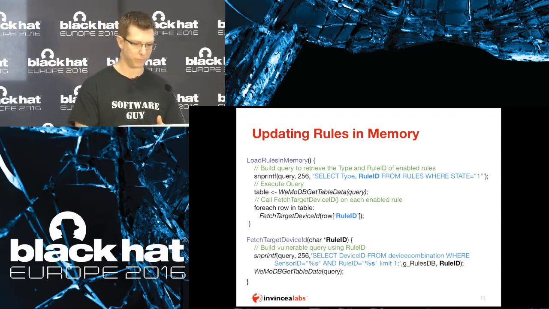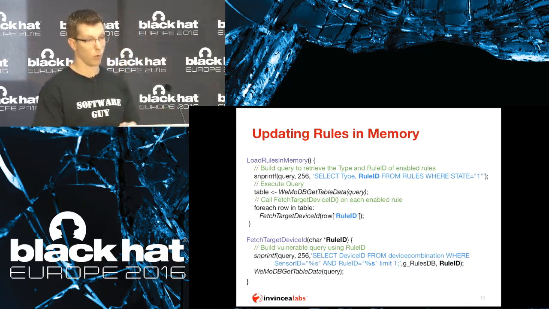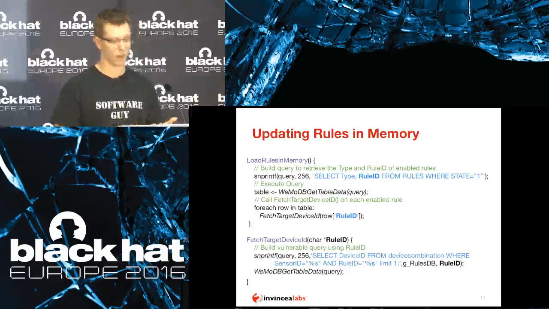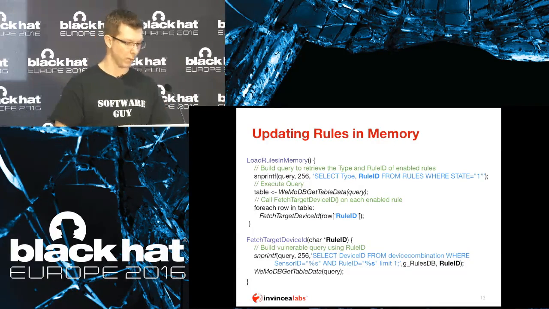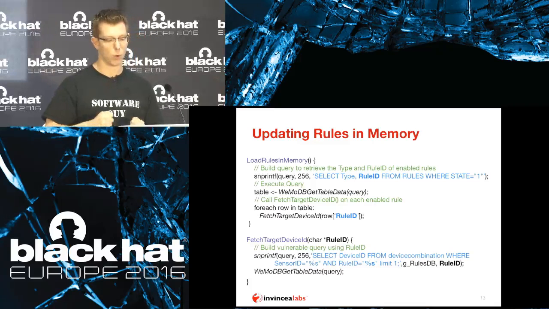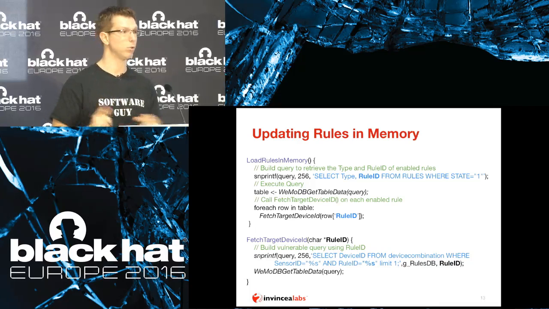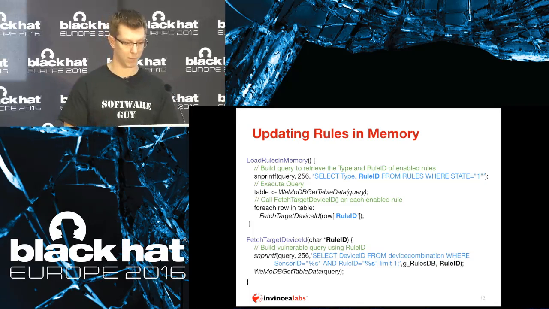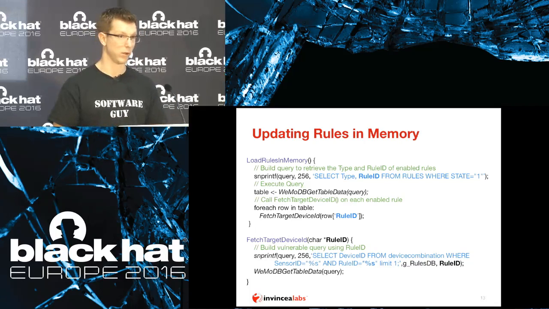And here's how. This is the rule updating algorithm. We reverse engineered the firmware and kind of came up with this, which is more to be seen as pseudocode than actual code. First thing it runs is load rules into memory. What that does is it queries the database, the rules table, for the type and the rule ID of all enabled rules, where state equals 1. Each one of those result rows, they take the rule ID from that and send it to the fetch target device ID function, the bottom function on this slide. That function uses the rule ID it got from the database to create yet another query and execute it.